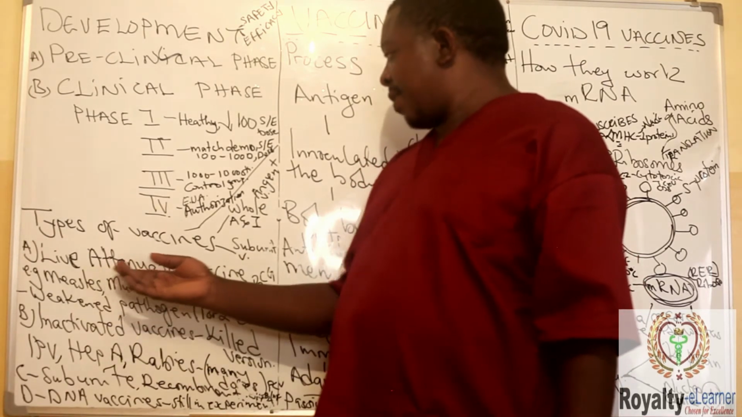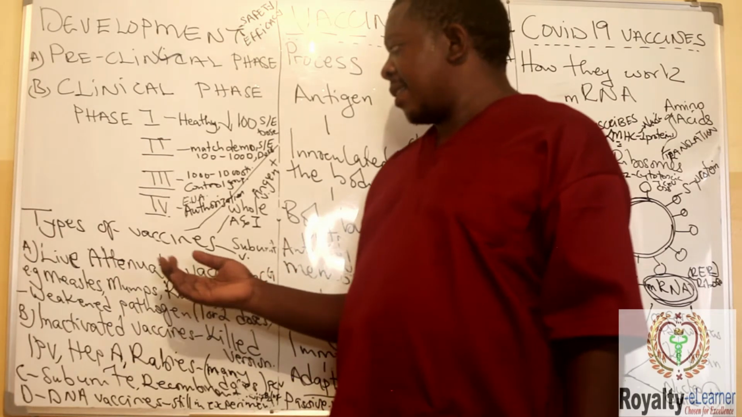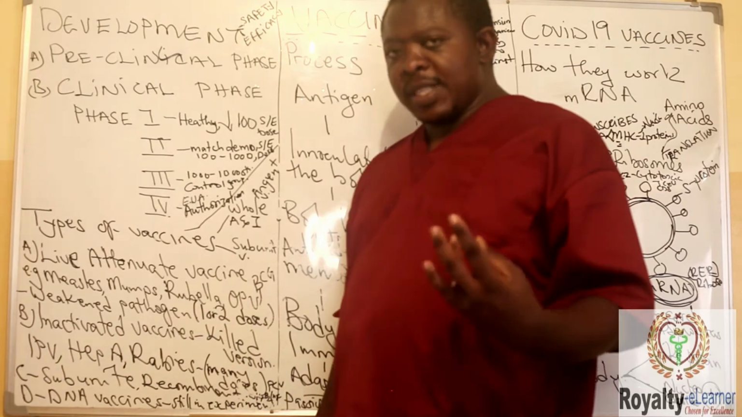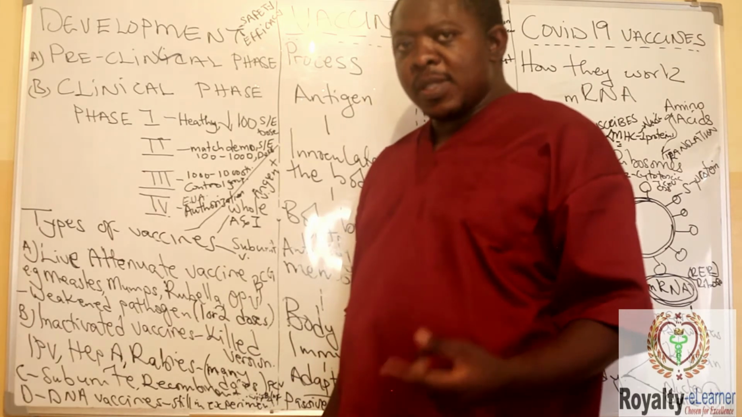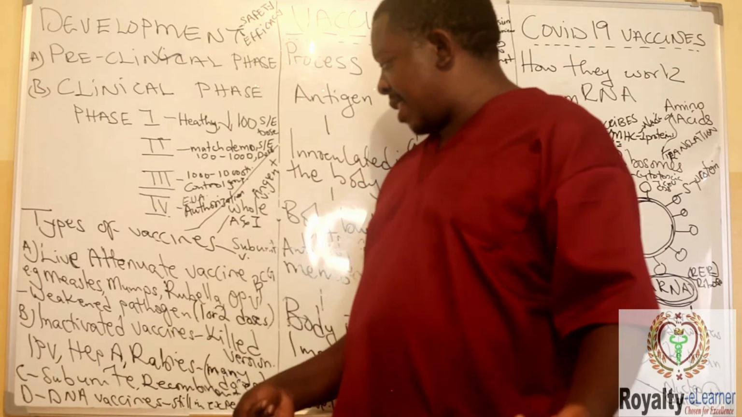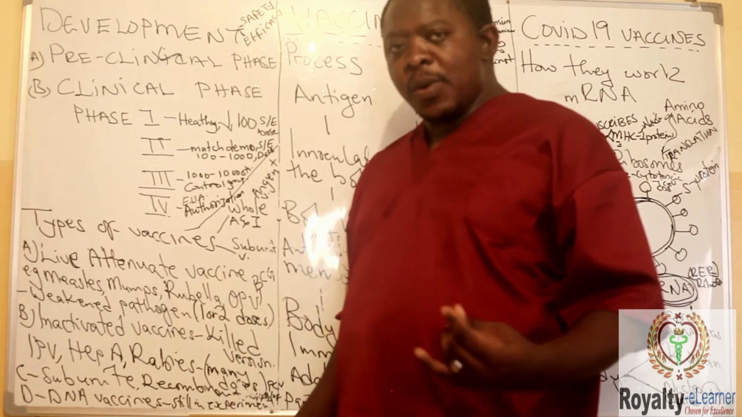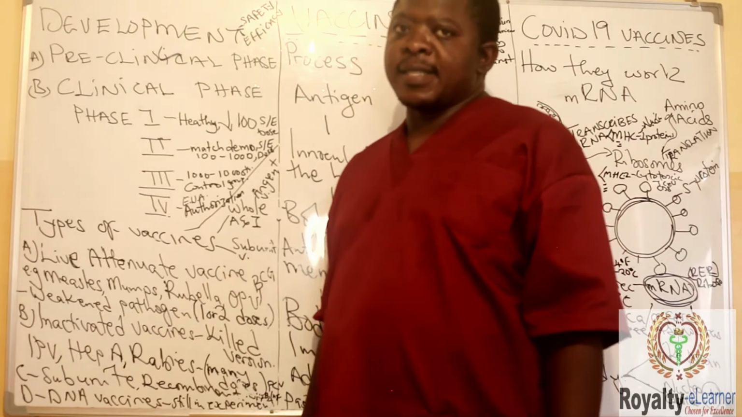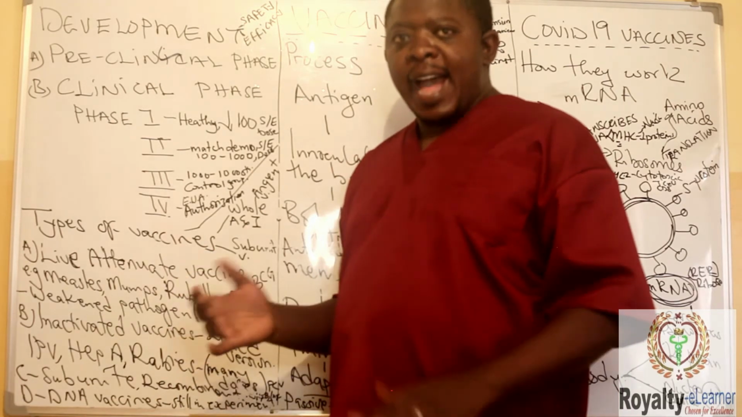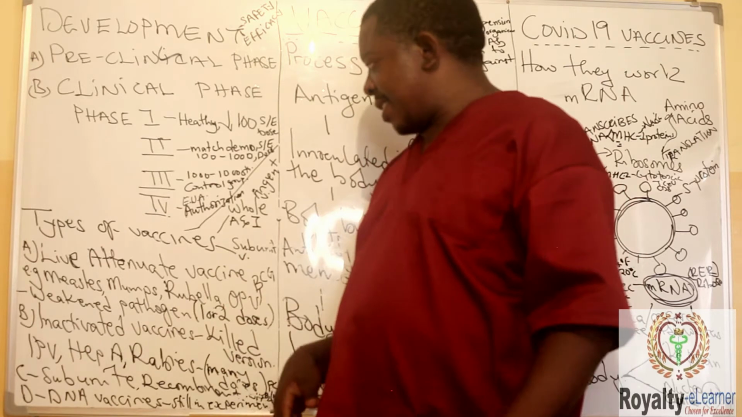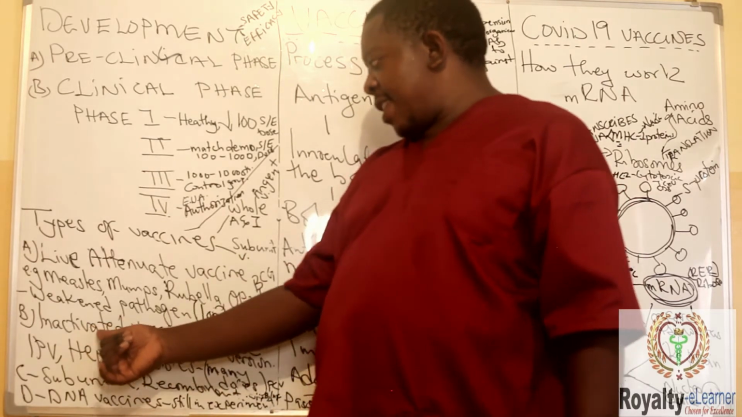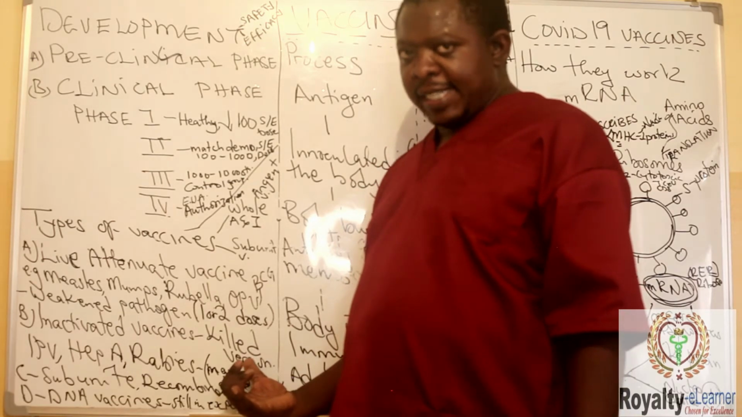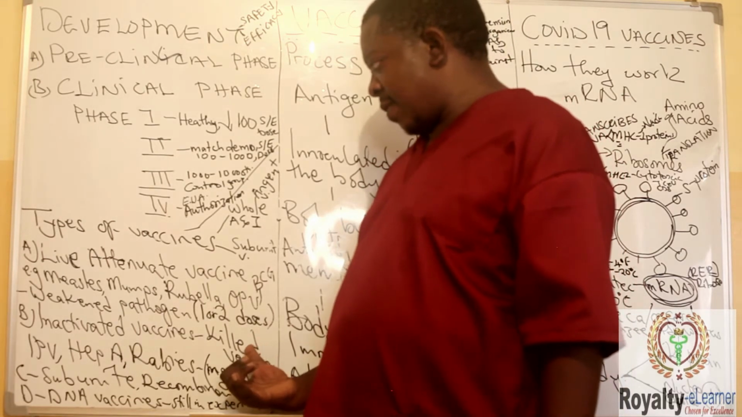Examples of vaccines that are live attenuated include the MMR, that is measles, mumps, and rubella vaccine. We also have the oral polio vaccine, and we have the BCG vaccine. So these are made from live, weakened microorganisms. Then we have the inactivated vaccine. This is the killed version of the vaccine.